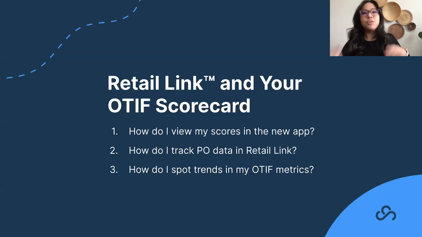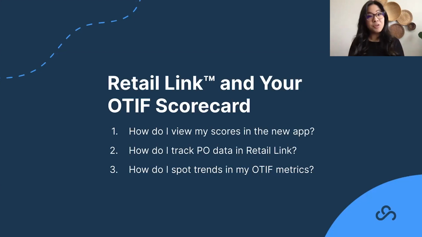Okay, cool. So now that we've kind of established a baseline of what the OTIF score is and how it's calculated, and again, friendly reminder, guys, we will be having deeper dive sessions later on where we talk about how to root cause, how to prevent, and then also how to dispute OTIF fines. Again, today is more fundamentals. But the next thing that we want to talk about is how you access your OTIF scorecard on Retail Link. How do I view my scores? What do all of the numbers and graphs and charts mean? How can I track my PO data? How do I spot trends? And all of that good stuff.